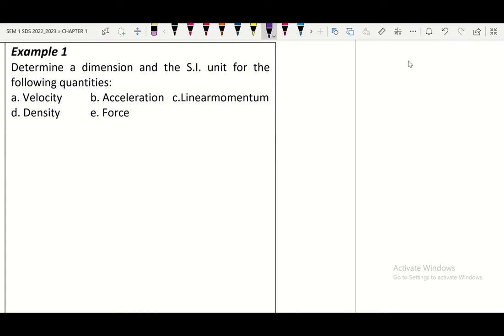Okay, so determine a dimension and the SI unit for the following quantities. So, kita kena cari dimension dan juga SI unit untuk quantities yang berikut. Okay, so the first quantity is velocity. So, remember, whenever awak nak buat dimension, awak kena buat the bracket. Okay, the formula itu kena ada bracket. Okay, for example, macam ni. Dia kena ada bracket.